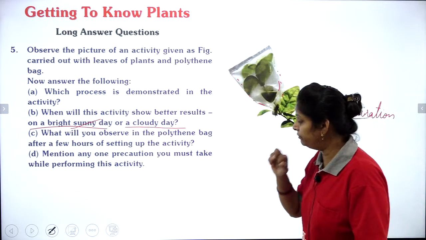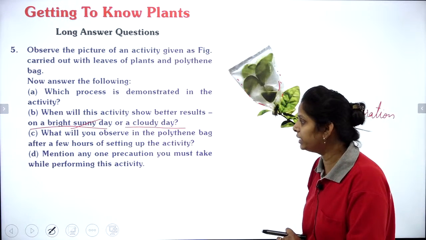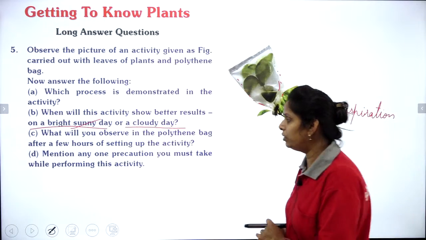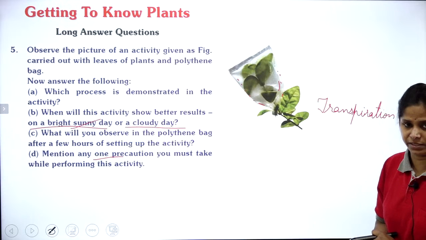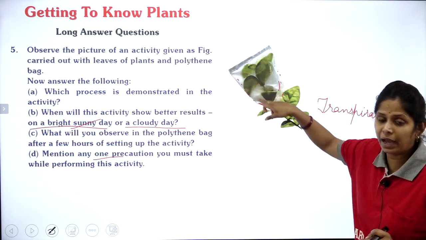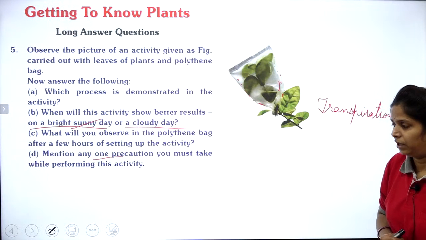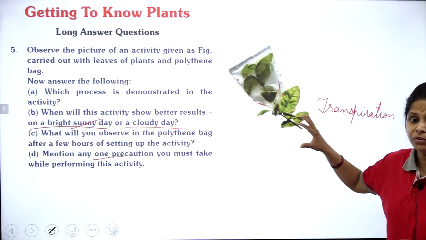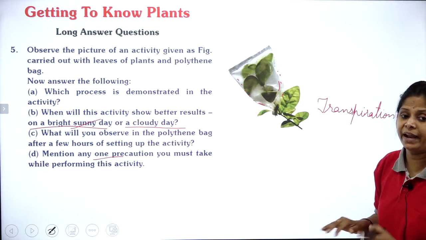Then after, we will talk about question D. Mention any one precaution you must take while performing this activity. It is asking only about one precaution. While performing this activity, this polythene bag should be clean and dry. First precaution is there. I will tell you 3 precautions. Okay. So while performing this activity, what you have to do? This polythene bag should be clean and dry.